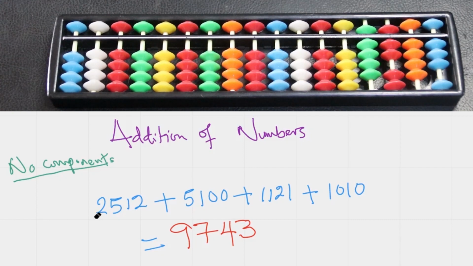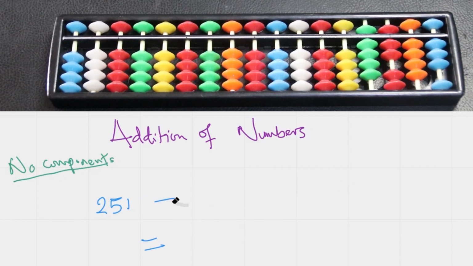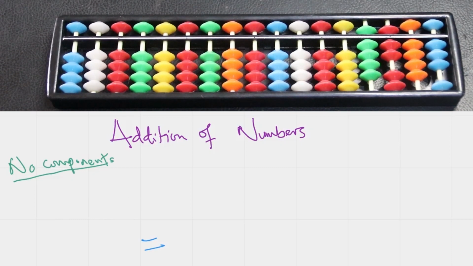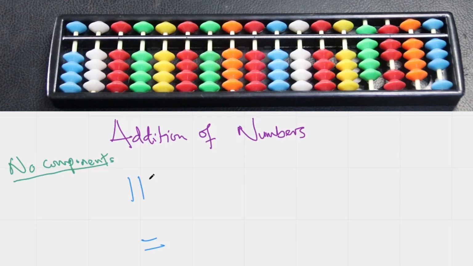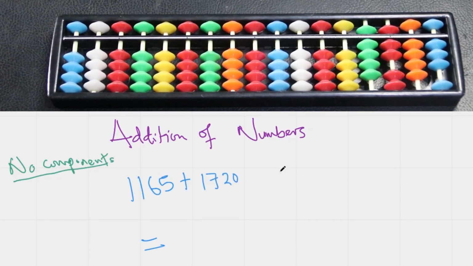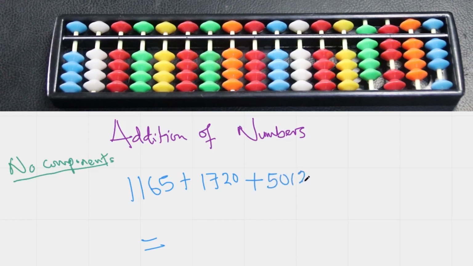I think we can go again. Let me put up the board and then we can try another set of numbers. Are you ready? Are you good to go? Okay. Question number 2. I have 1165 plus 1720. I'm looking at question 15 in the workbook. Plus 5012 plus 1100. I think we can solve this.